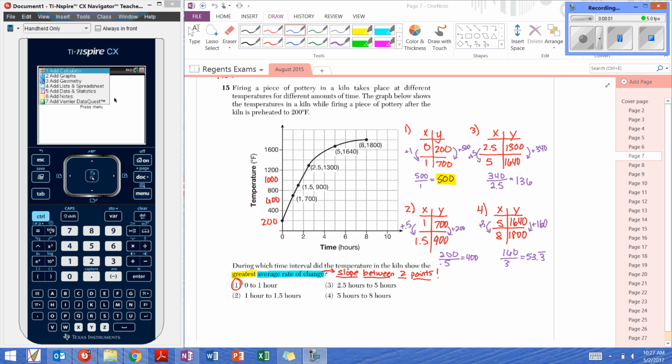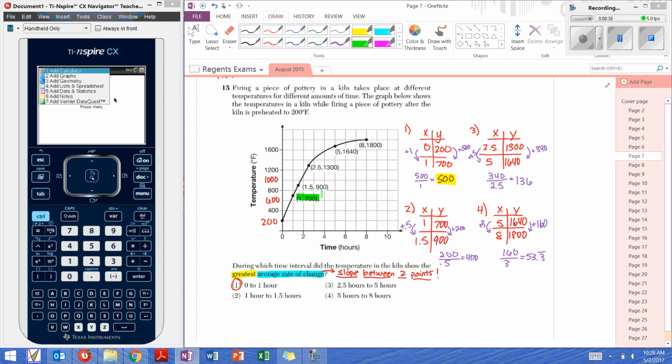Question 15, I would have been very sad if you did not set up tables in this one, because we're dealing with the average rate of change. We want to find the biggest one, so we're looking for the slope between 2 points. And they have 1, 2, 3, 4 different options to pick from. So here's all my work for this. There's not really much that you can do on the calculator. Just keep in mind, this is not 1,700. That is the point 1,700. And use the graph. It doesn't make sense that that would be 1,700.